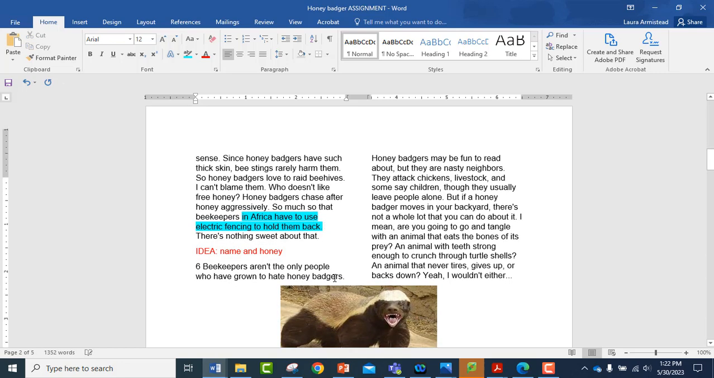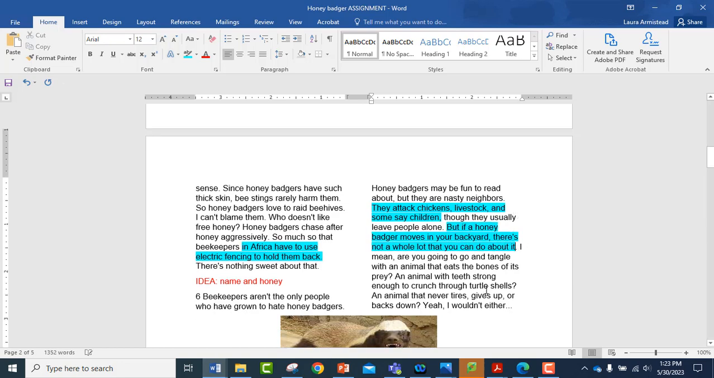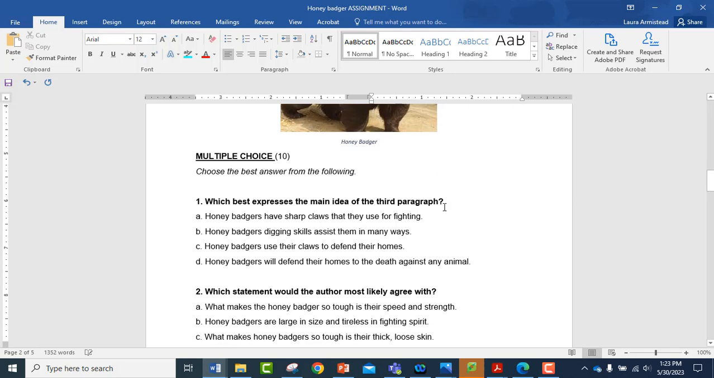Beekeepers aren't the only people who have grown to hate honey badgers. Honey badgers may be fun to read about, but they're nasty neighbors. They attack chickens, livestock, and some say children, though they usually leave people alone. But if a honey badger moves in your backyard, there's not a whole lot you can do about it. I mean, you're going to go and tangle with an animal that eats the bones of its prey, an animal with teeth strong enough to crunch through turtle shells, an animal that never tires, gives up, or backs down. Yeah, I wouldn't either. So that kind of answers that question, what would you do, right? You just back away. All right, let's see if we can do it.